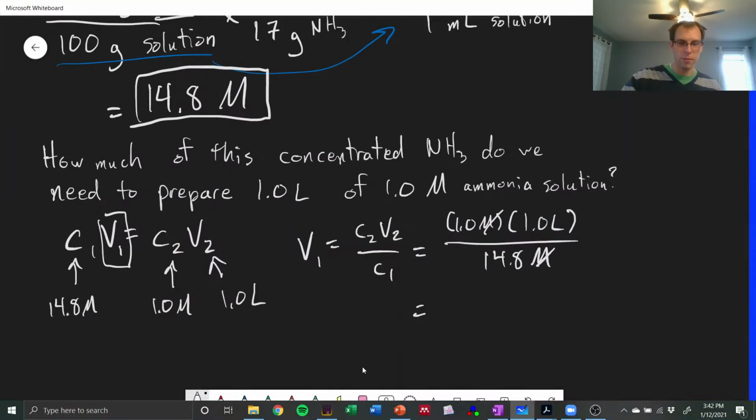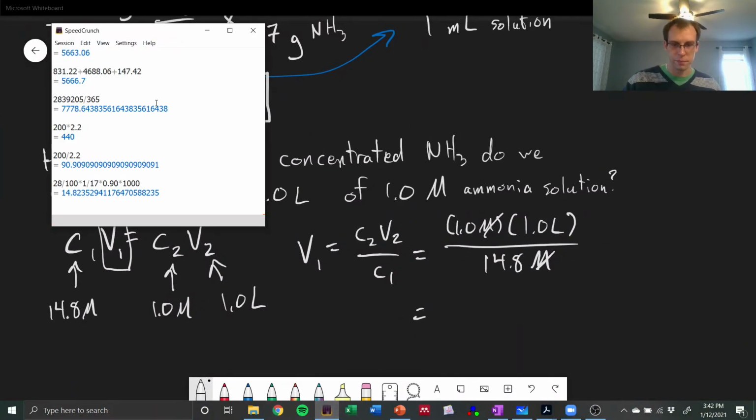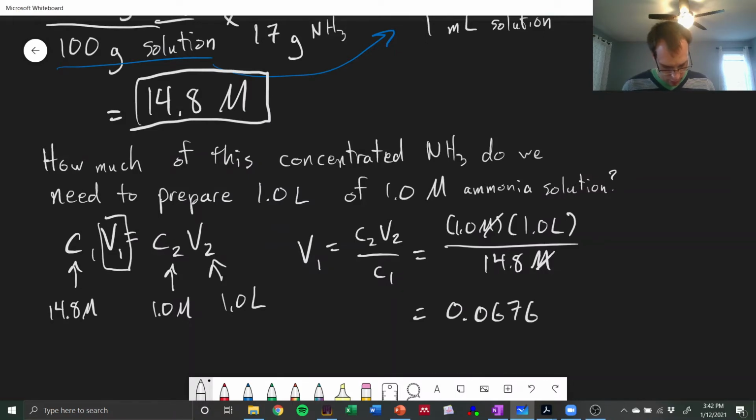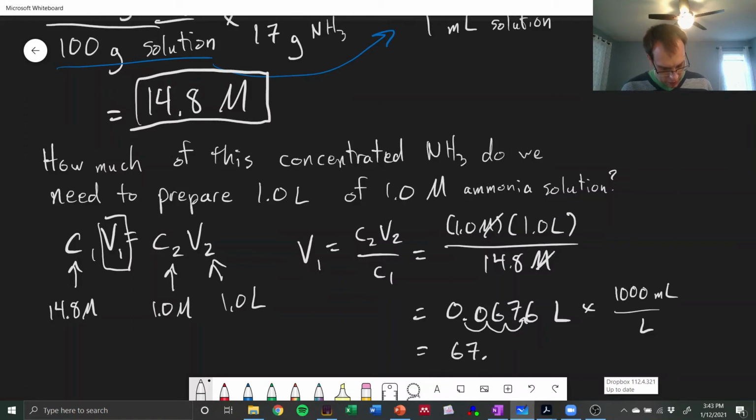All right, so coming back over here, pulling out my calculator one more time, we get 1 times 1 divided by 14.8. So we get an answer that's significantly less than 1, so we get 0.0676. And that will be in liters. If we want to convert this to milliliters, we can multiply by 1,000 milliliters per liter, and that'll move our decimal place over 3 spaces. So the answer is it would require 67.6 milliliters to make our 1 molar solution that we want.